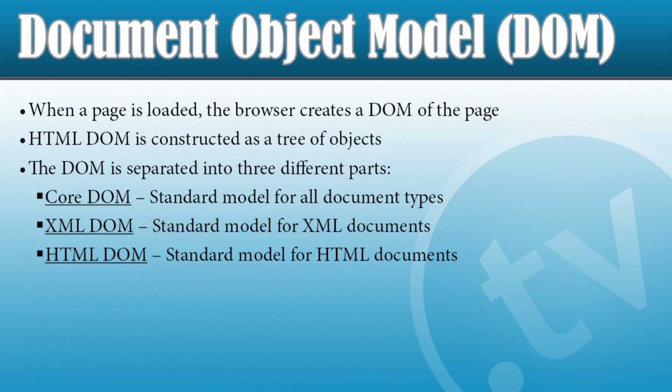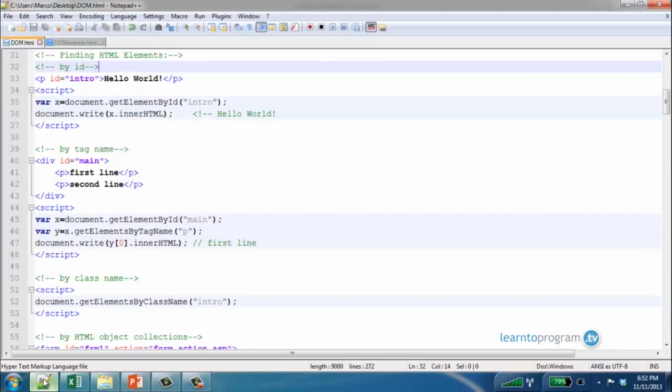Core DOM is a standard model for all document types. XML DOM is a standard model for XML documents. And HTML DOM is a standard model for HTML documents. Let's start with some basic examples. Let's say that you define HTML like this with embedded JavaScript like this.